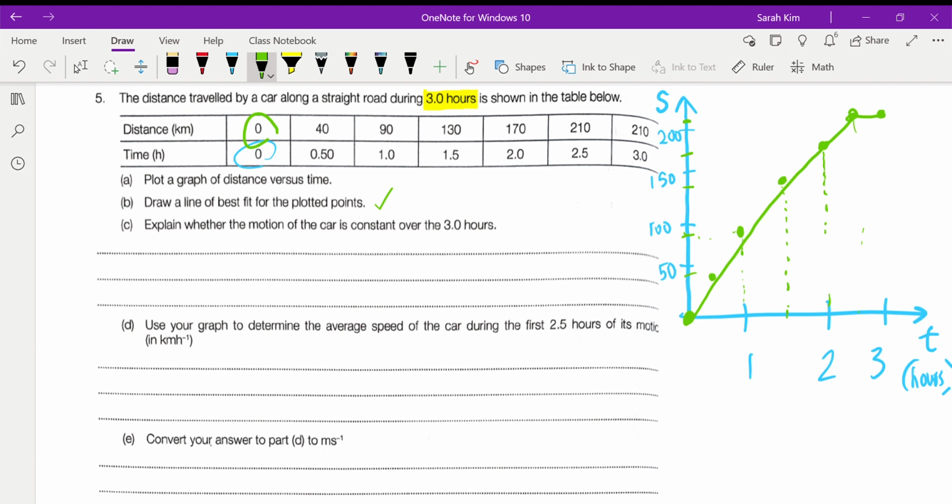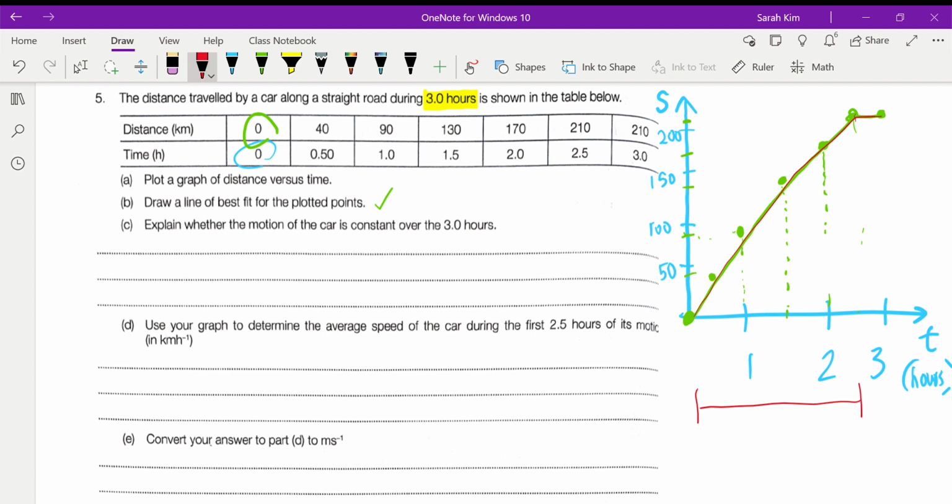Well, hopefully you can see that the motion of the car is not constant over the 3 hours because it is constant from 0 to here, so that's 2.5 hours. So from 0 to 2.5 hours, you can see that there is a constant speed, but in this part, there is no motion.